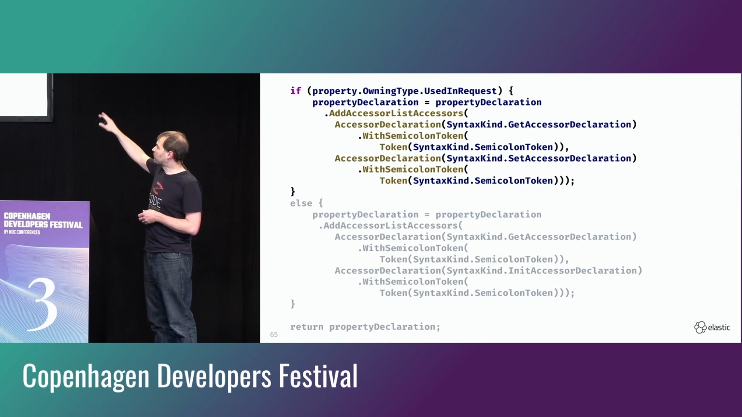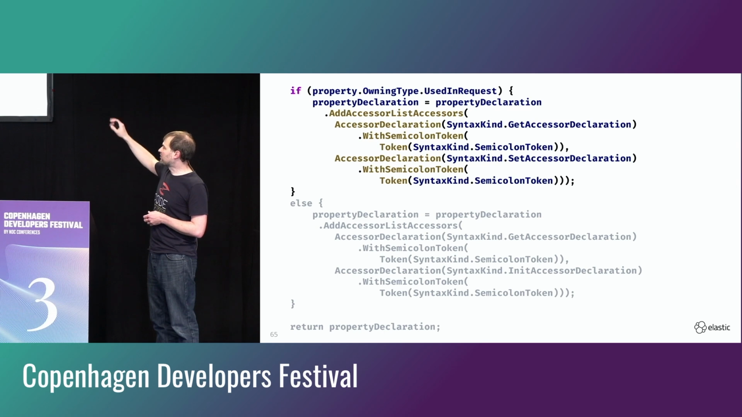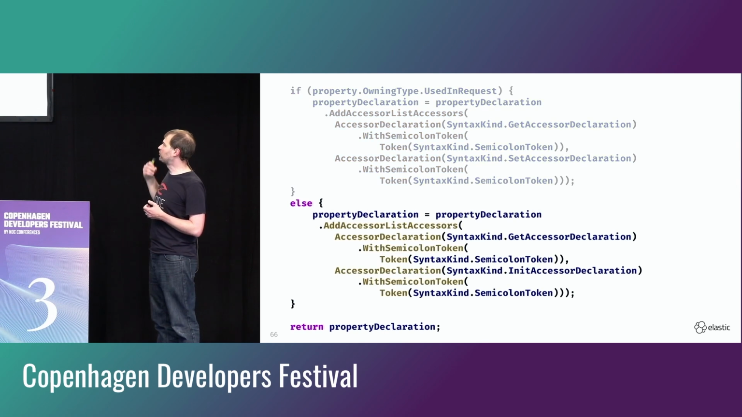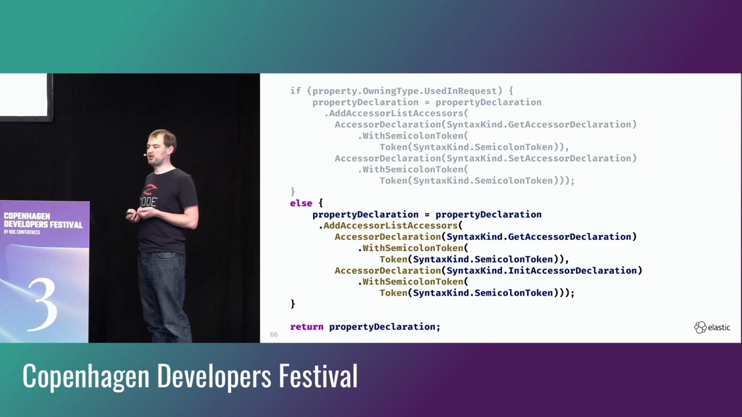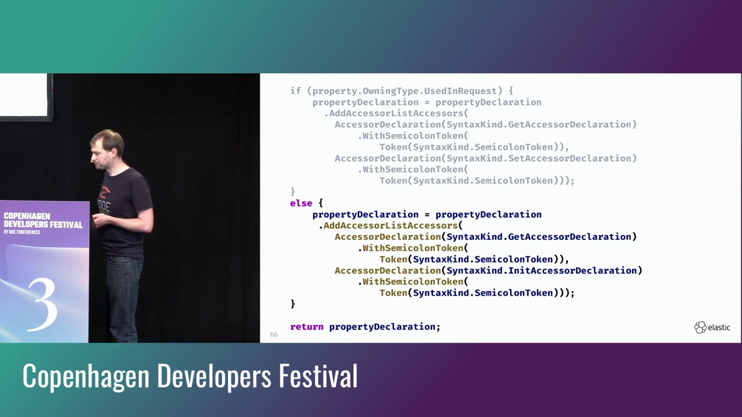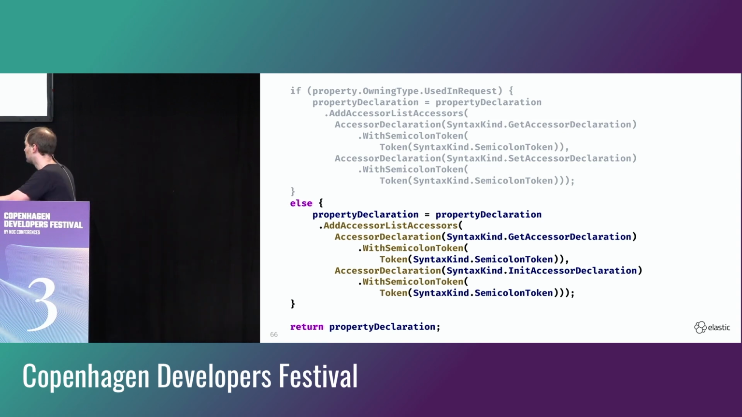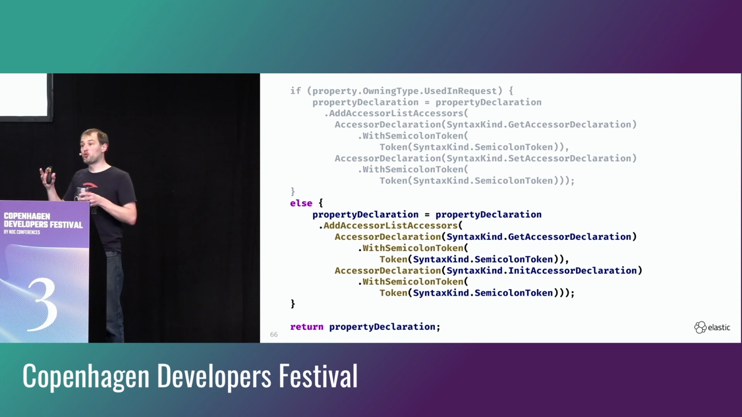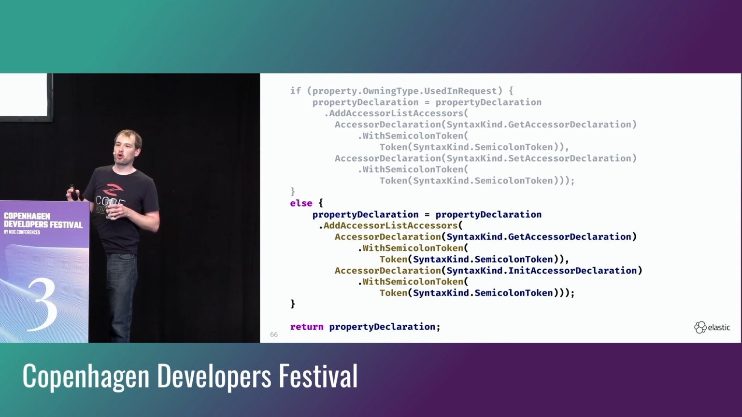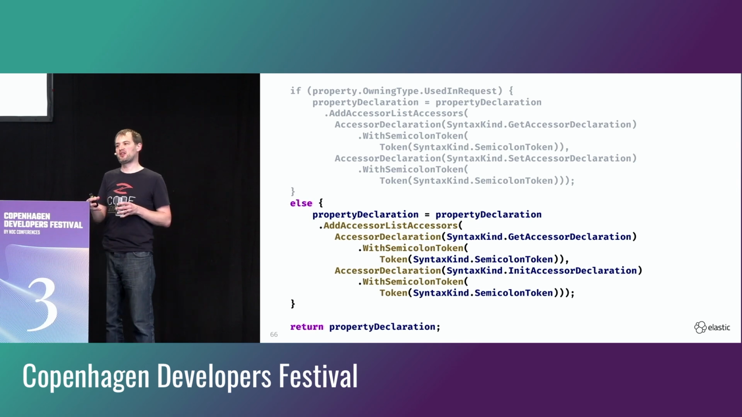And then if it's a request type, we add a getter and a setter, because you need to be able to set those things before you send it. If it's something that's used on a response, we make it read-only and have init accessors on there. So ultimately, this is just a small peek into the code base for the code generator, but it's not that much more complex than what I showed you in the basic demo. It's just you need to know about more of the conventions.